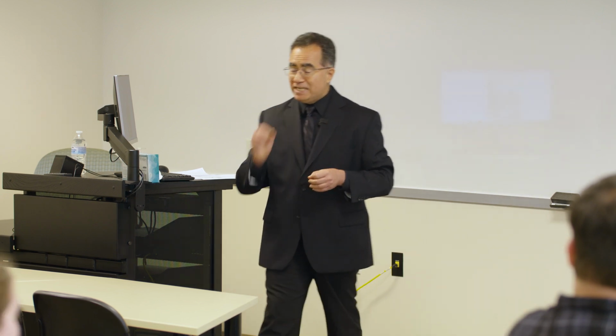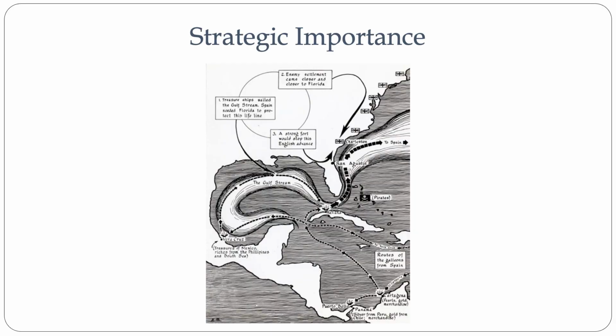However, Florida is essential for the defense of the empire. The English are getting closer and closer. In the 1600s, they settled the Carolinas. In the early 1700s, they settled Georgia. The English are getting closer.